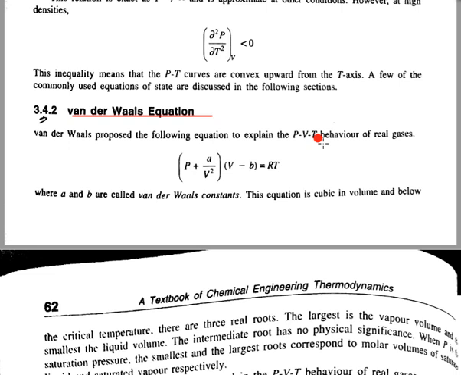So the van der Waals equation is P plus A by V square into V minus B equal to RT. This equation is known as the van der Waals equation, where A and B are called the van der Waals constants.